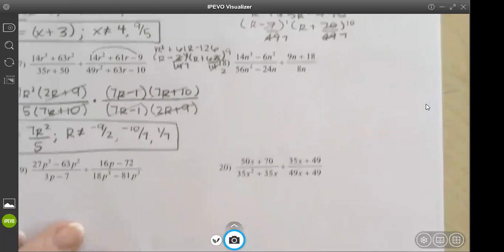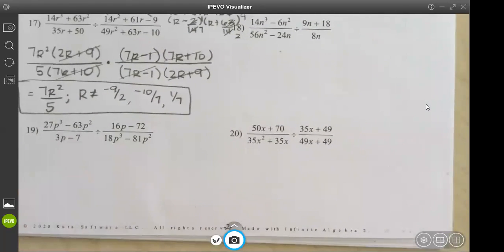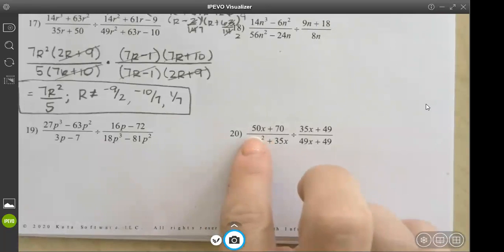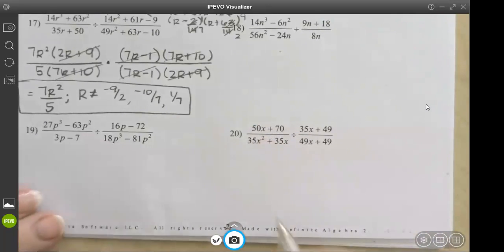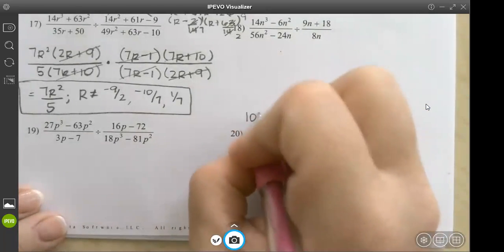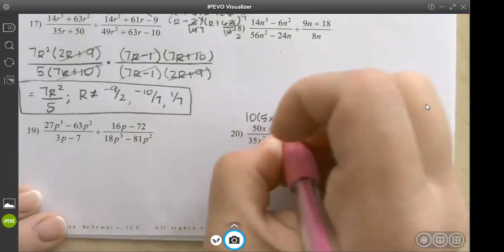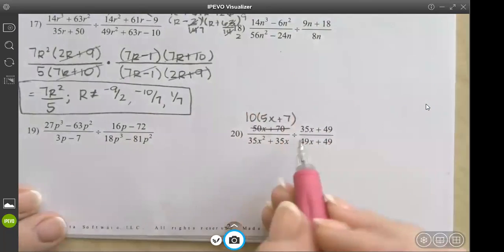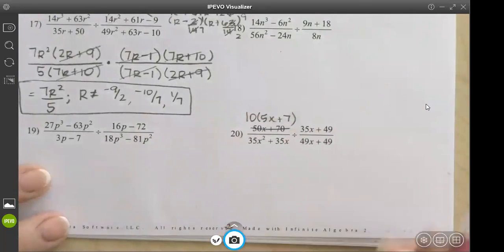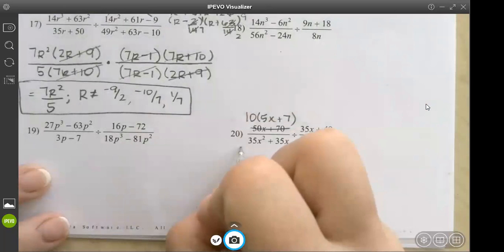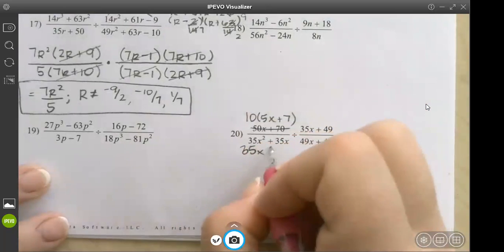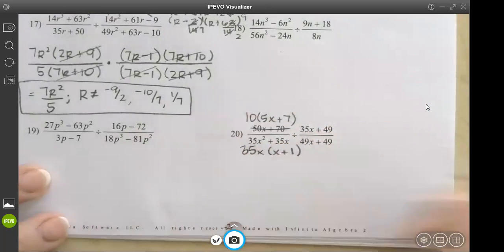Let's finish on a little bit easier one. Let's look at number 20. Number 19 would have been about the same. All right. What is in common between 50 and 70? 10. So 5x plus 7. 35x squared plus 35x leaves me with x. And then remember, when I take everything, I have a 1.